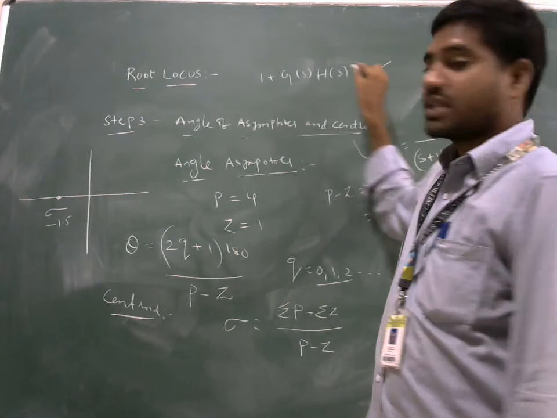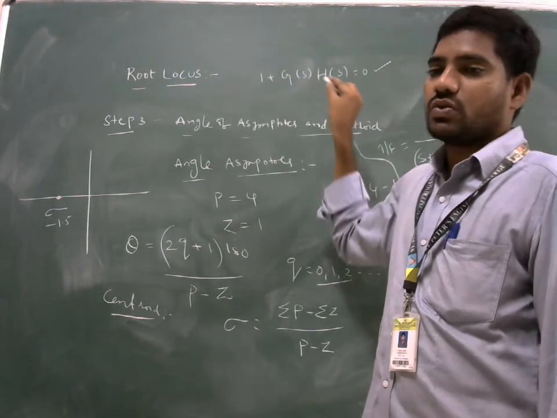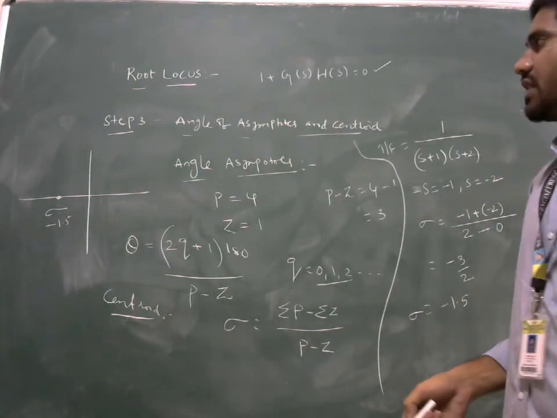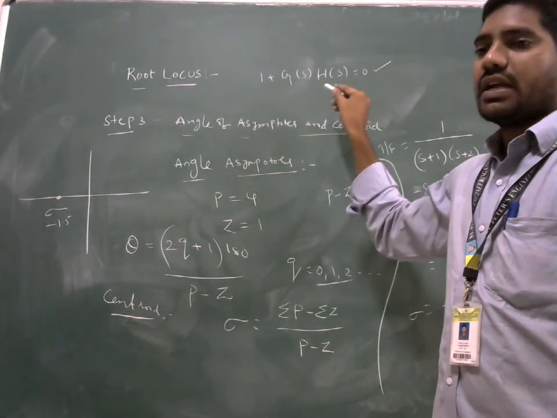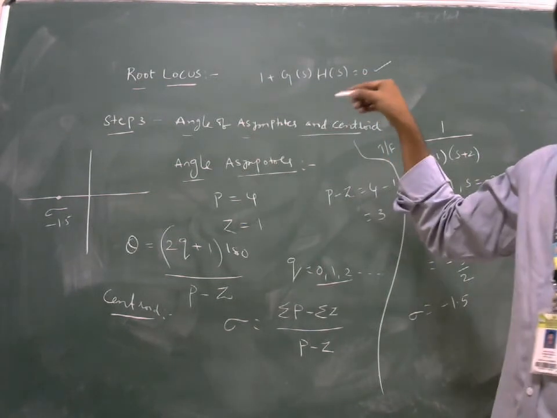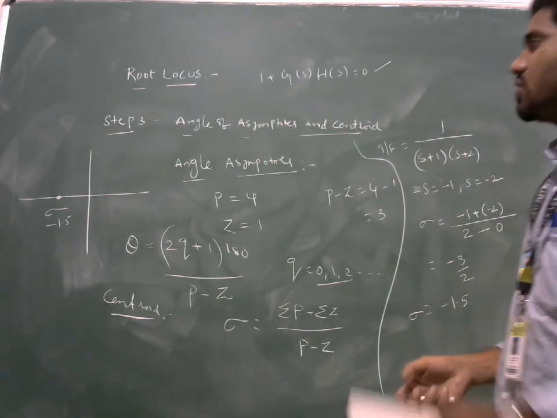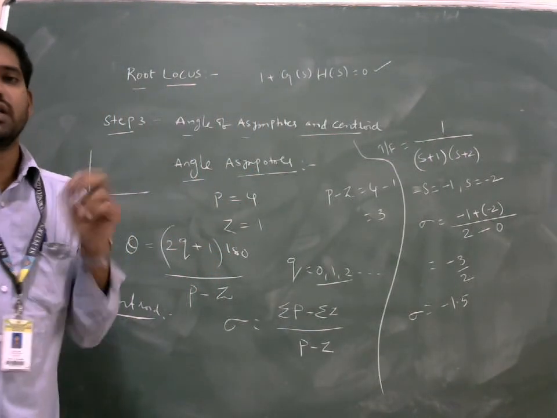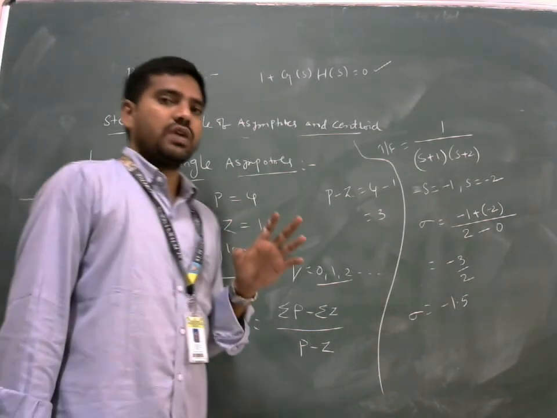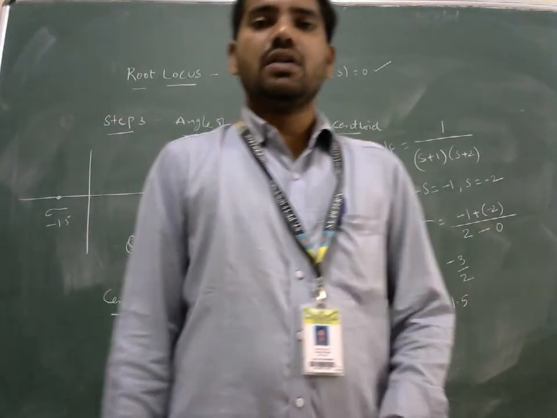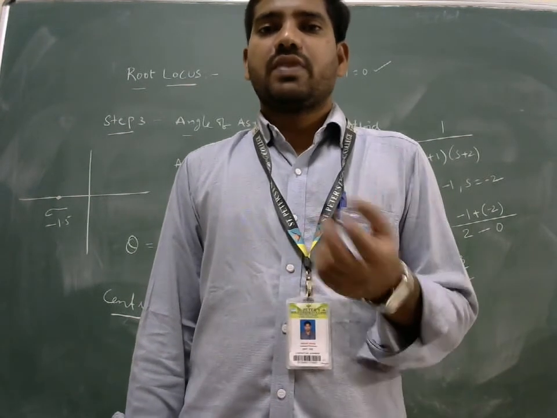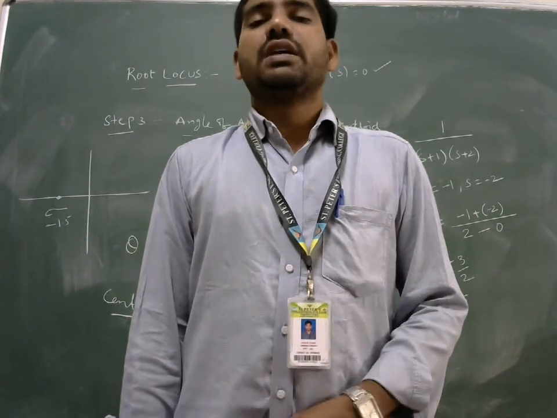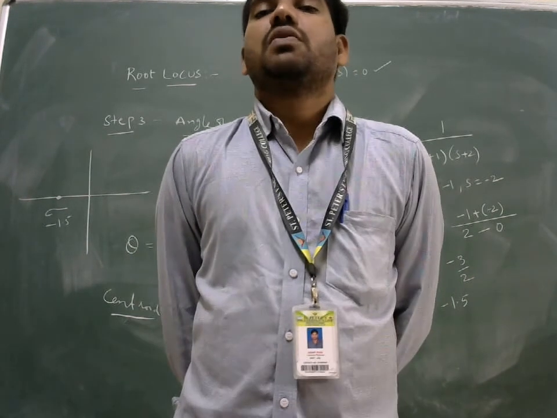If you take that, you get some roots, and you draw the path of the roots of the characteristic equation as the gain varies from 0 to infinity. The first step of root locus is identifying the number of poles and zeros. From the denominator we get the poles, and from the numerator we get the zeros.